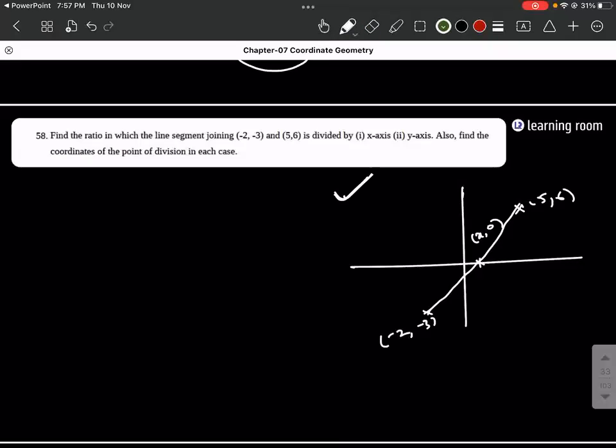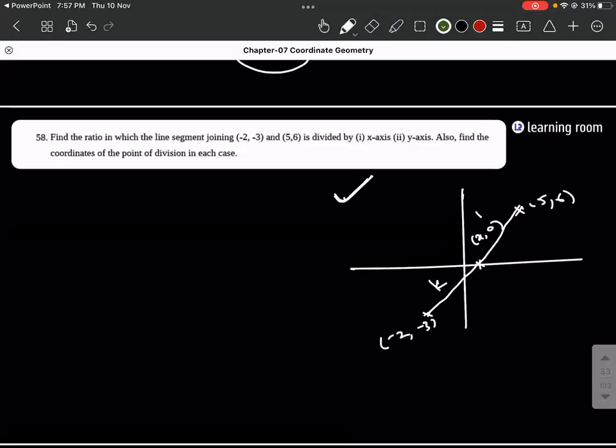Sir, I'm getting 5/4. So what did you do? How did you get that 5/4? You would have taken the ratio to be k:1. Yes, sir. Then you will only find the y coordinate: (6k minus 3) divided by (k plus 1) should be equal to 0. Actually, it is 1:2. Took it wrong. So k will be equal to 1:2.